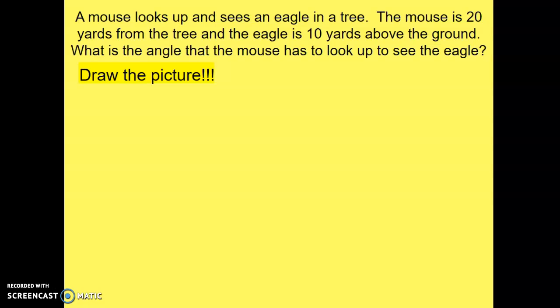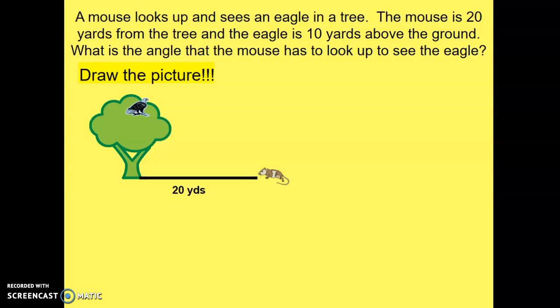So we have our mouse. There's our mouse. Beautiful mouse. We have a tree that looks like broccoli. We have our soaring eagle. Oh, let's look at that again. That was so beautiful. It's flying down majestically. Okay, so then we have the, sorry, the mouse is 20 yards from the tree, so that's 20. The eagle is 10 yards above the ground, so that's 10.